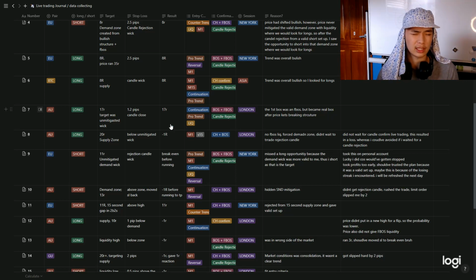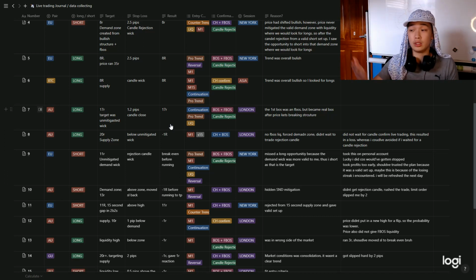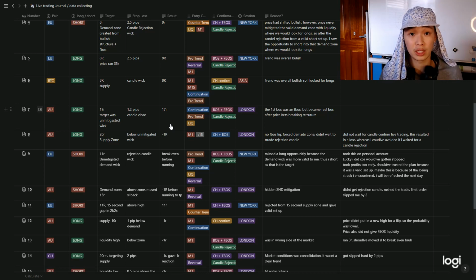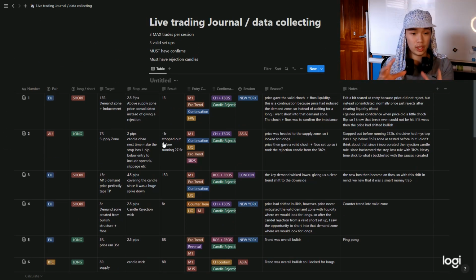There could be spreads, slippage, or news happened and you didn't know and it hit your TP, or news happened, you got slipped, and you lost 3-4R because of slippage. You don't know. But that's why it's so important to actually record data.